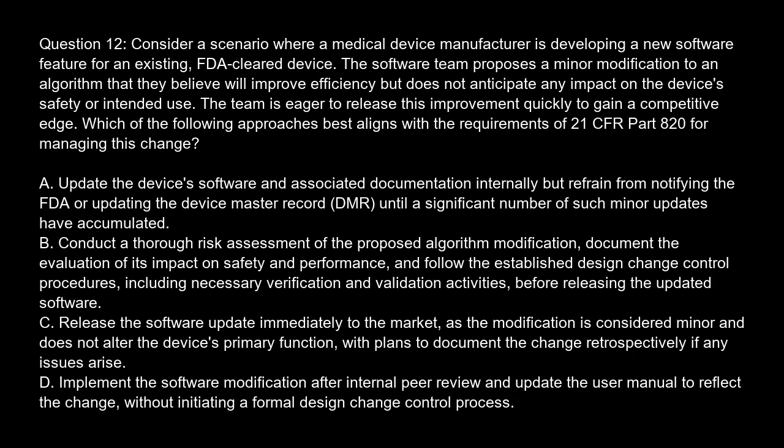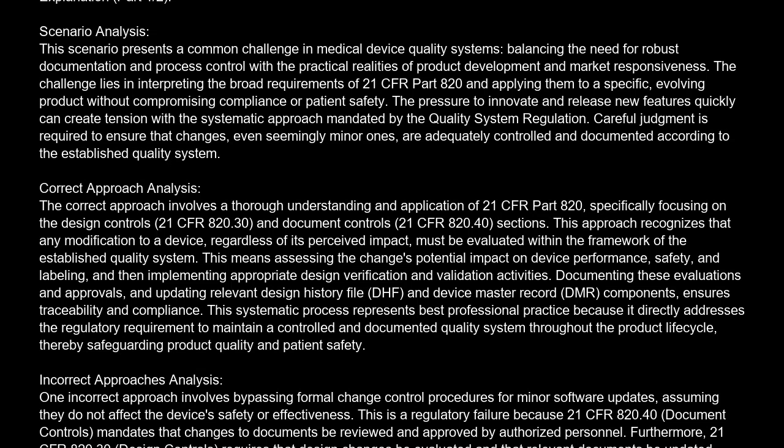Release the software update immediately to the market, as the modification is considered minor and does not alter the device's primary function, with plans to document the change retrospectively if any issues arise. Option D. Implement the software modification after internal peer review and update the user manual to reflect the change, without initiating a formal design change control process. The correct answer is D. Implement the software modification after internal peer review and update the user manual to reflect the change, without initiating a formal design change control process.